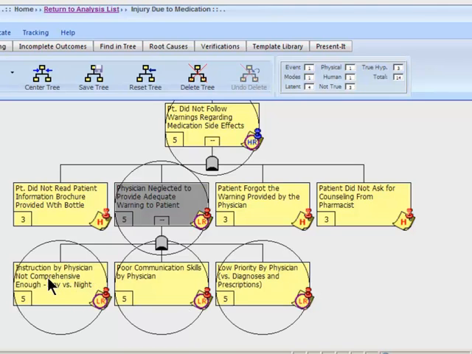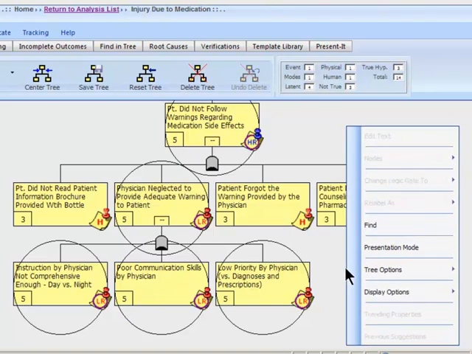The instruction by the physician was not comprehensive enough. Day versus night. The instructions to the patient were about getting up quickly from bed, sitting for a few minutes, and then getting up to a standing position. However, the instructions did not say that that could be at any point in the day, from the point you're getting up out of a chair, at any point in the day, to a sitting position, to a standing position. Generally, the poor communication skills by physicians make it difficult for them to communicate in layman's terms to the patients. And it was a low priority by the physicians because the higher priority items are making diagnoses and writing prescriptions.